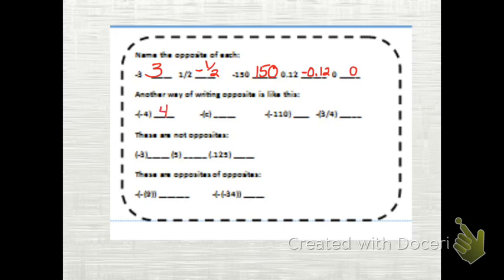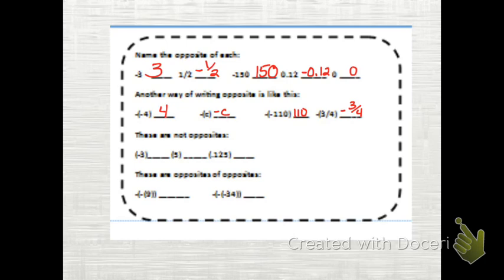What's the opposite of negative 4? 4. How about the opposite of C? Negative C, right? Please make sure you're writing this with me. How about the opposite of negative 10? 10. And the opposite of 3/4? Negative 3/4, right? Because it's already positive. Okay, so simply writing the opposites.